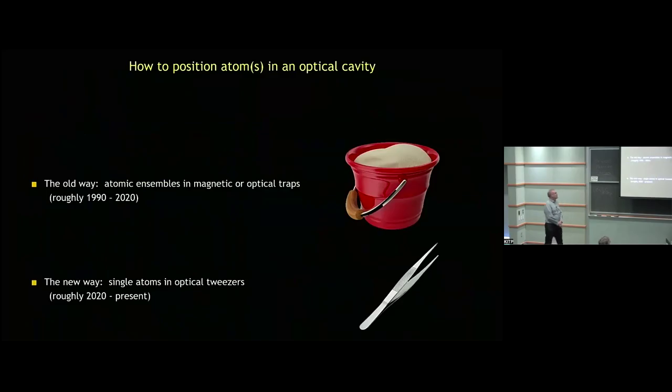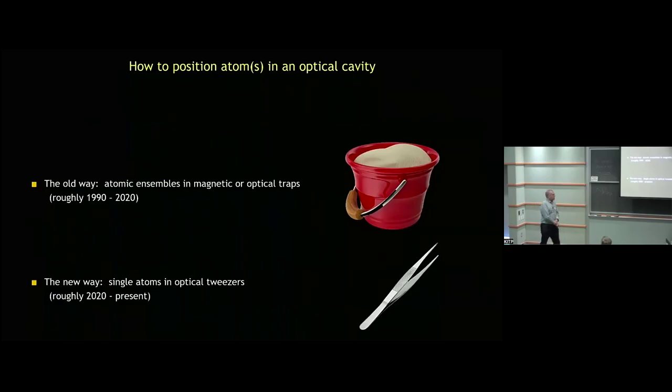For the first 25-ish years or so of my scientific career, the approach was to get a big batch of cold atoms, maybe Bose condensed, maybe not, and just heap them into an optical cavity, so maybe some thousands or hundreds or millions of atoms are placed in the optical cavity. That certainly led to a lot of wonderful science, but it lacked a certain level of control. You didn't know exactly where the atoms are located. You didn't know exactly how many atoms you're dealing with, and so on and so forth.